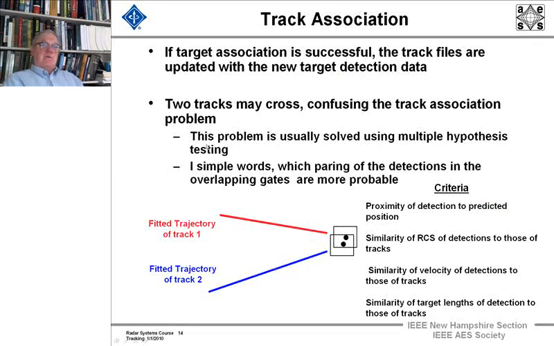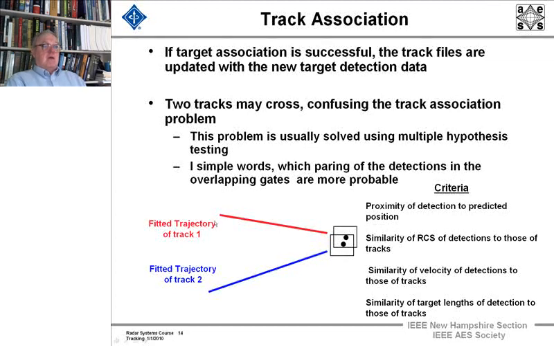Now, again with association, things can get even more complicated. If the association is successful, the track files are updated, and we have new target detection data. Two targets may cross, confusing track association. This is usually a good way to test a tracker, and this problem is usually solved with multiple hypothesis testing. In simple words, which pairing of the detections in the overlapping gates is more probable?